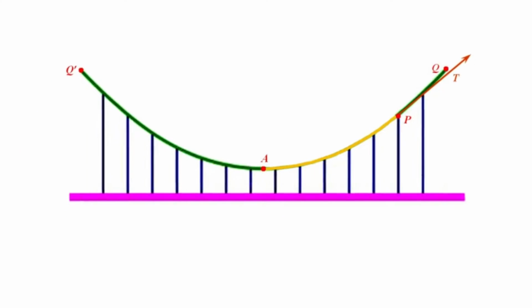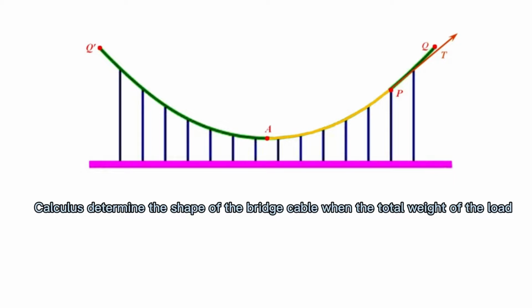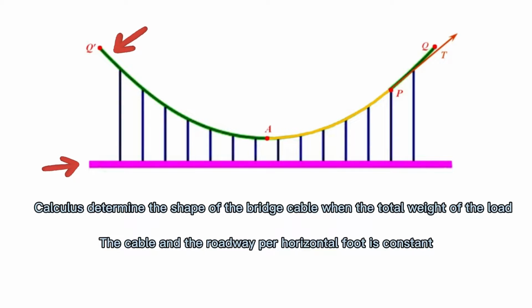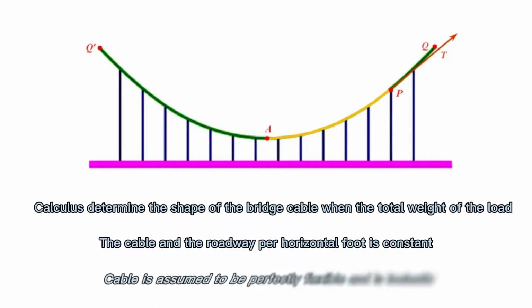Calculus enables us to determine the shape of the bridge cable when the total weight of the load, the cable, and the roadway per horizontal foot is constant. The cable is assumed to be perfectly flexible and inelastic. Both properties are possessed by a piece of ordinary rope.